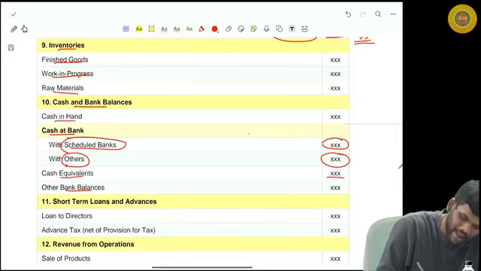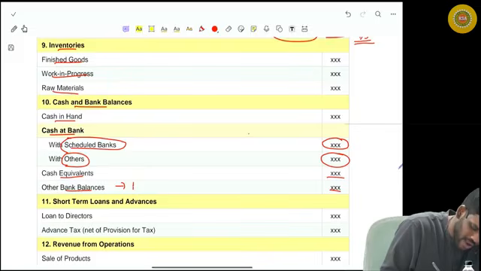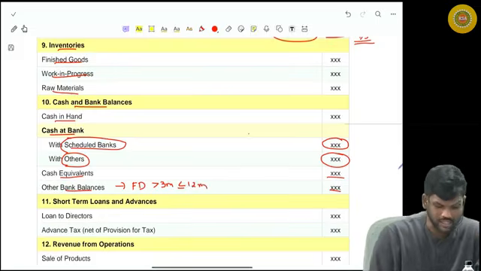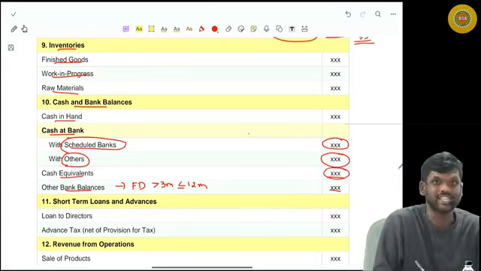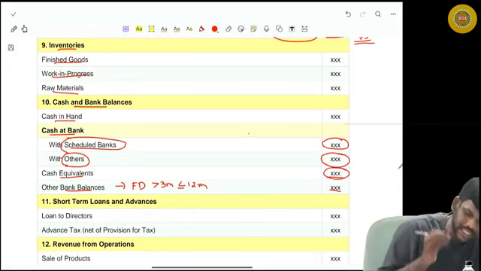And any other bank balances, this will be your FD bank balances which have a maturity period of more than 3 months but less than or equal to 12 months. Sir, less than or equal to 3 months does not come here, sir? No, less than or equal to 3 months will come in cash equivalents. Remember, we will discuss this in class also.